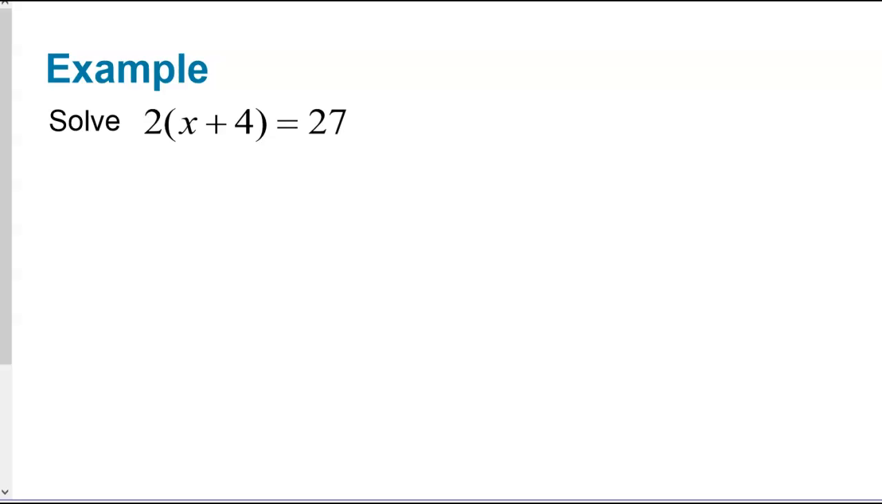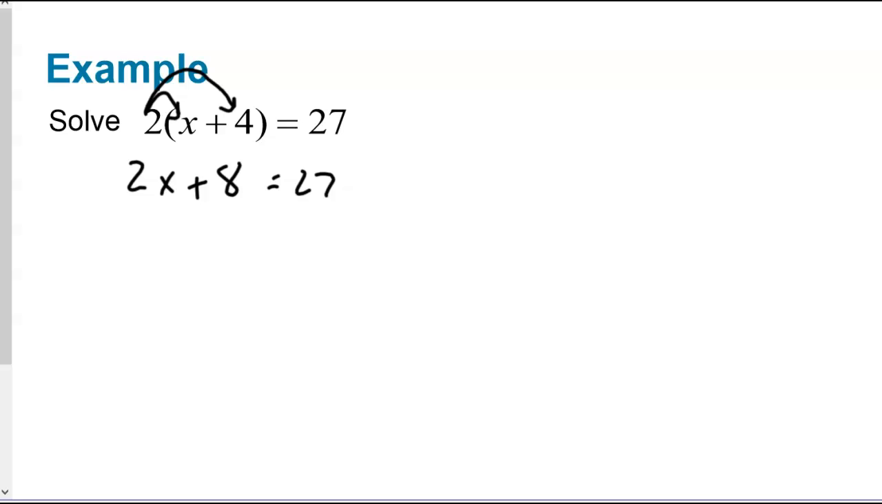Notice we have an equation of how to solve 2 times x plus 4 in parentheses equals 27. So to be able to do this, we're going to go ahead and distribute our 2 over the x plus 4. So that's going to look like 2x plus 8 as we multiply the 2 times x and 2 times 4 equals 27. We bring it down.